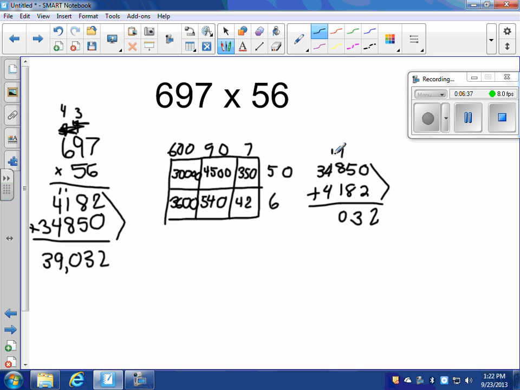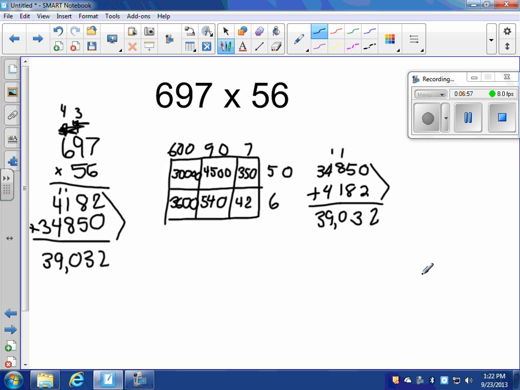4 plus 4 is 8, plus 1 is 9. And then we've got our 3 here. So 39,032. Now, when you're adding straight across, don't be afraid to come out to the side and work out your math problem, because those can be big numbers. You can use scrap paper or come out to the side to do that math.